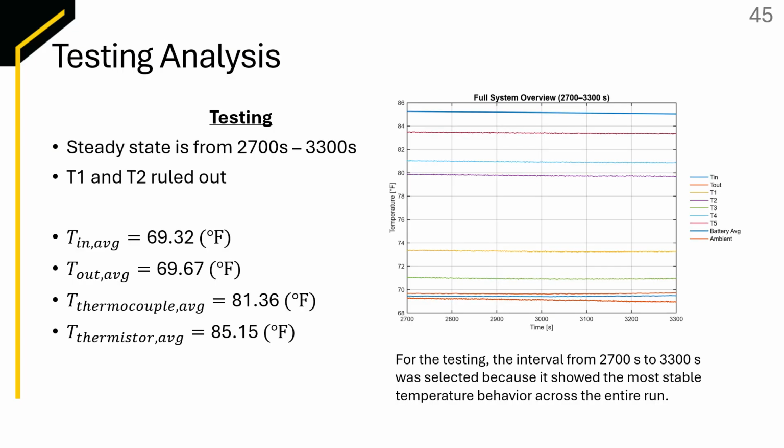To compare testing to analytical modeling and simulations, we need to reach steady state. For testing, we chose the intervals between 2,700 seconds and 3,300 seconds because they showed the most stable temperature behavior across the entire run. We decided to rule out T1 and T2 because they were outliers and they were not touching the plate or batteries. Averaging out the temperatures, we get an inlet average of 69.32 Fahrenheit, outlet of 69.67 Fahrenheit, thermocouples of 81.36 Fahrenheit, and thermistors of 85.15 Fahrenheit.